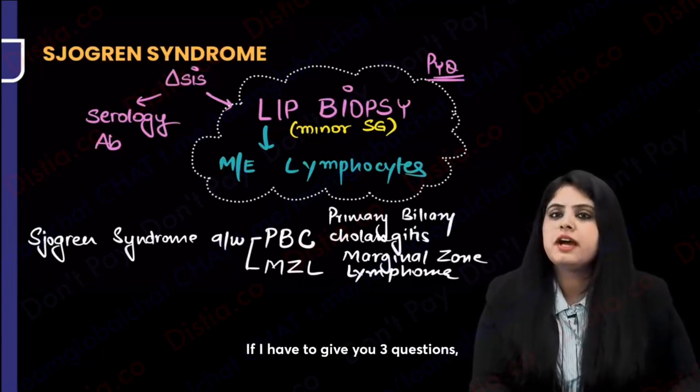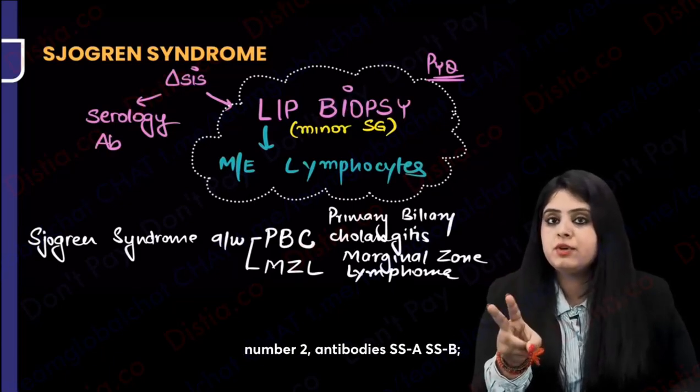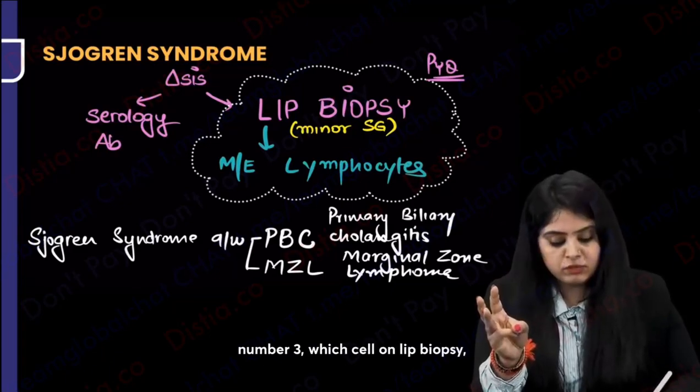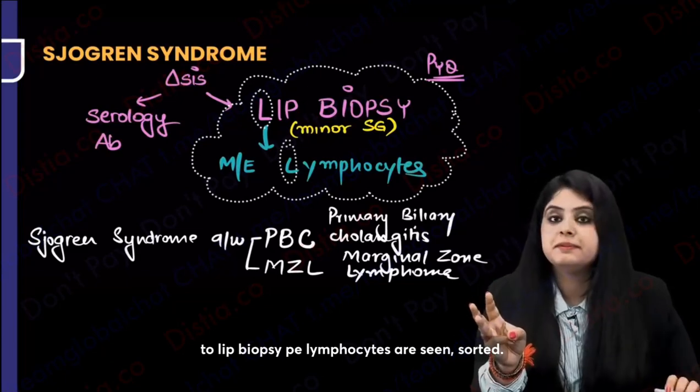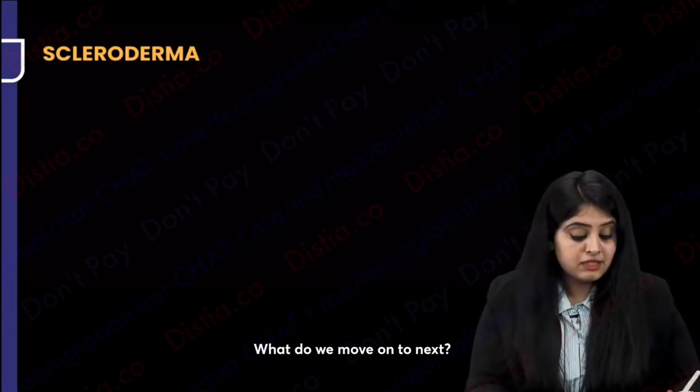Sjogren syndrome sorted. If I had to give you 3 questions. Number 1, dry eyes, dry mouth. Number 2, antibodies, SSA, SSB. Number 3, which cell on lip biopsy? So on lip biopsy, lymphocytes are seen. Sorted. Sjogren syndrome done. What do we move on to next?